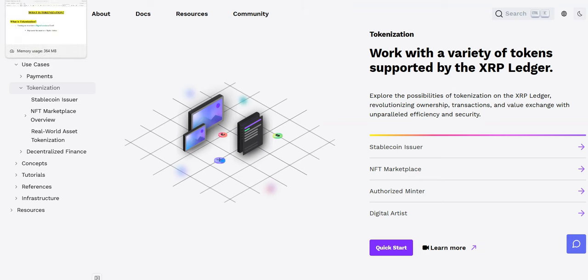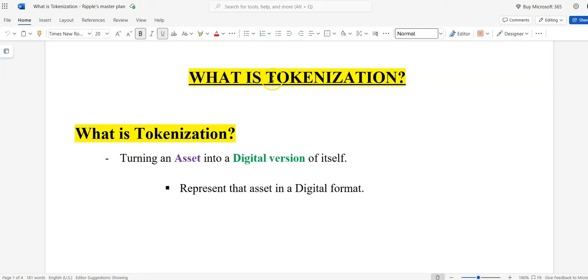So going straight into the info, what is tokenization, right? Tokenization, imagine an asset. You could pick any asset. Let's say a house. Imagine you pick a house and you turn that into a digital version of itself. That is basically what tokenization is. Now that digital version is representing the asset. That's basically, in simple terms, what it is.